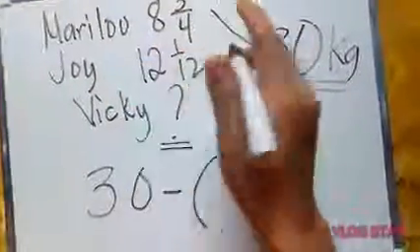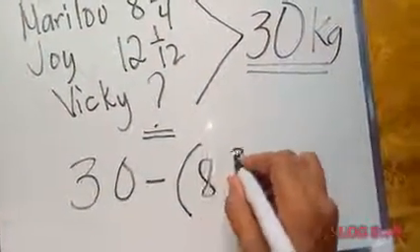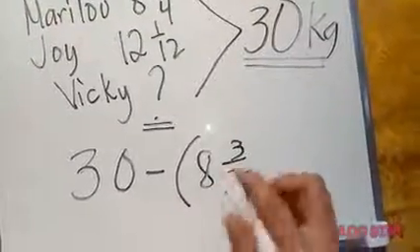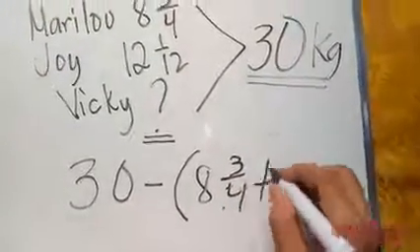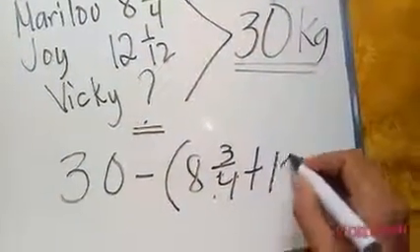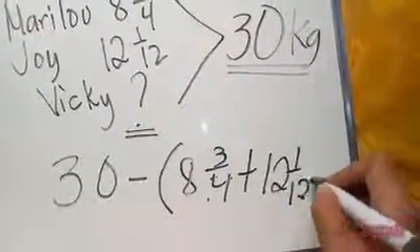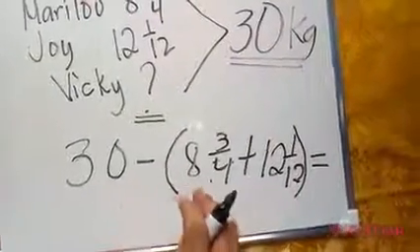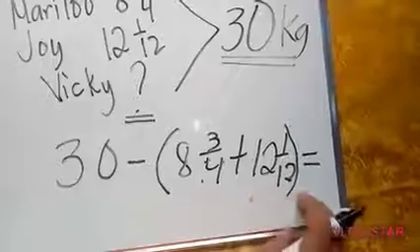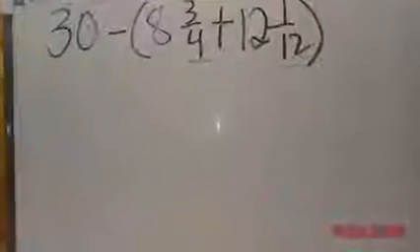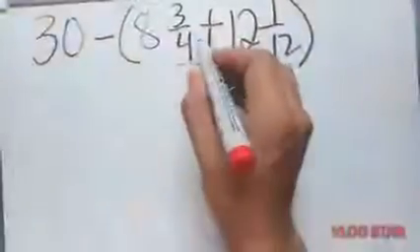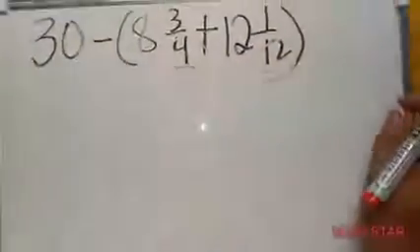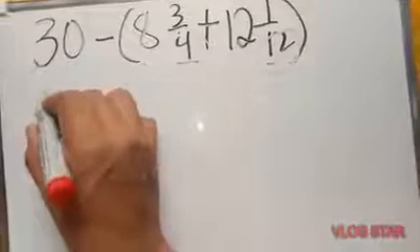minus Marilu, which is 8 and 3/4, plus 12 and 1/2 from Joy. Okay, so 30 minus 8 and 3/4 plus 12 and 1/2. Let's solve first the addition part. Since their denominators are not equal, we will convert them into similar fractions using the least common multiple.